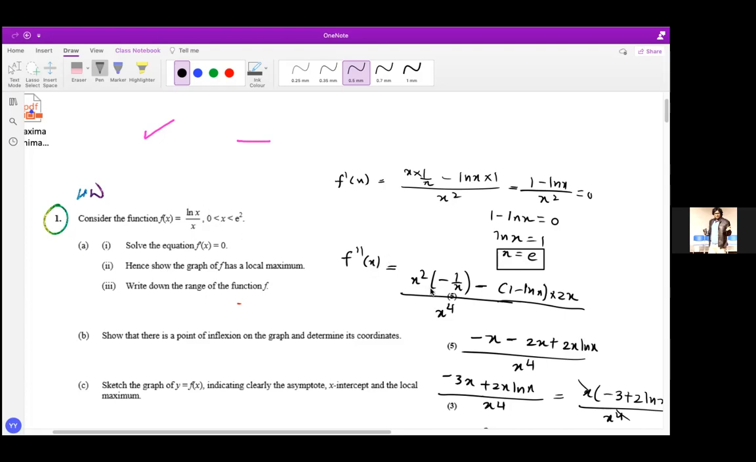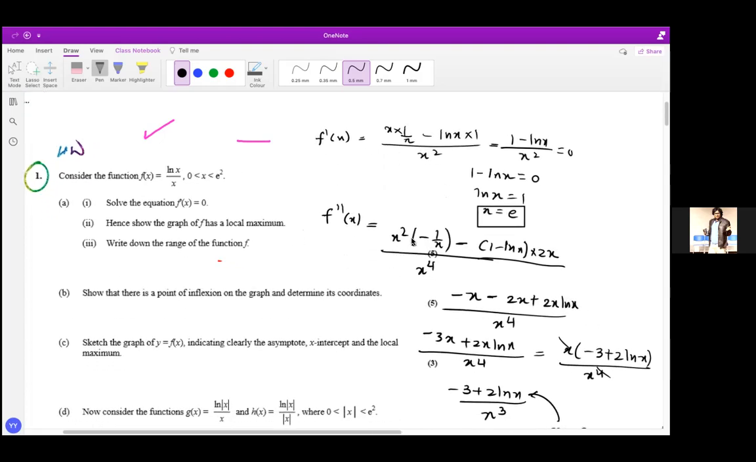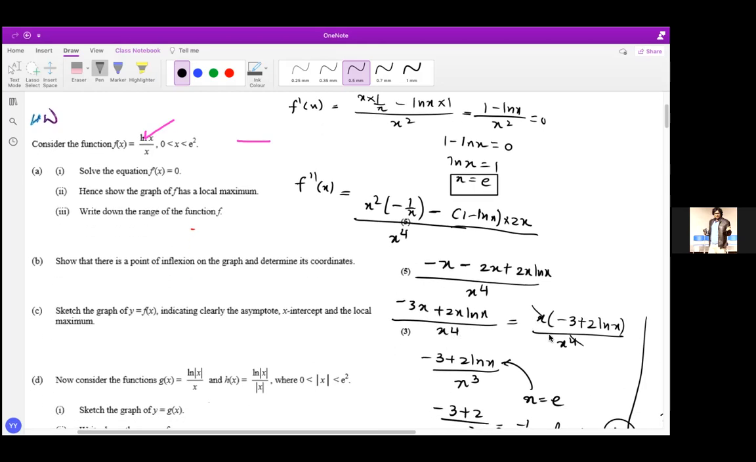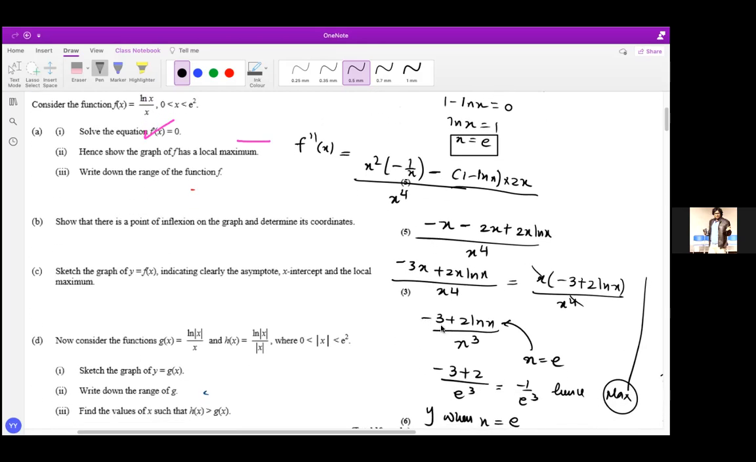So I have found out the second derivative here. You can see that for the second derivative, the denominator is like your v, and the entire numerator is u. So you do v squared times vu dash minus uv dash. Obviously, if you open the brackets and take x common, one of the x can get cancelled, and you get the second derivative as negative 3 plus 2 ln x upon x cubed.